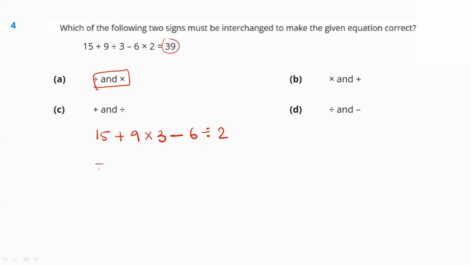Following the BODMAS rule, it will be 15 plus 9 into 3 minus 3. Then comes multiplication, so 15 plus 9 times 3 is 27, minus 3. Then if you do the addition and solve this, you will get 39 as our answer. So option number A is our correct answer. Division and multiplication should be interchanged.